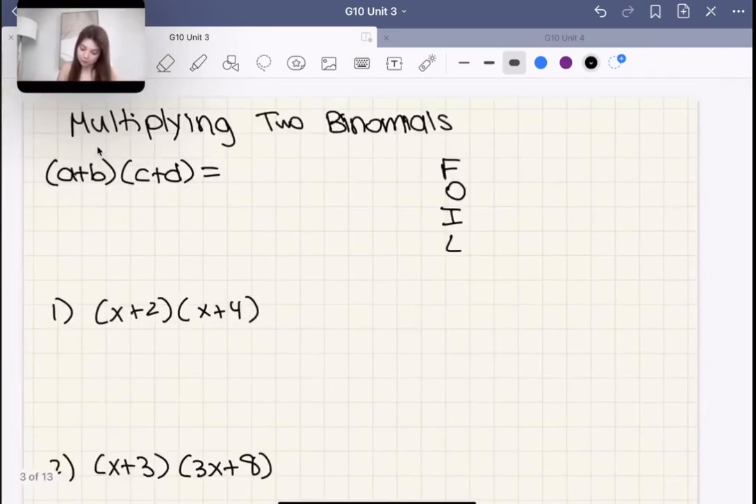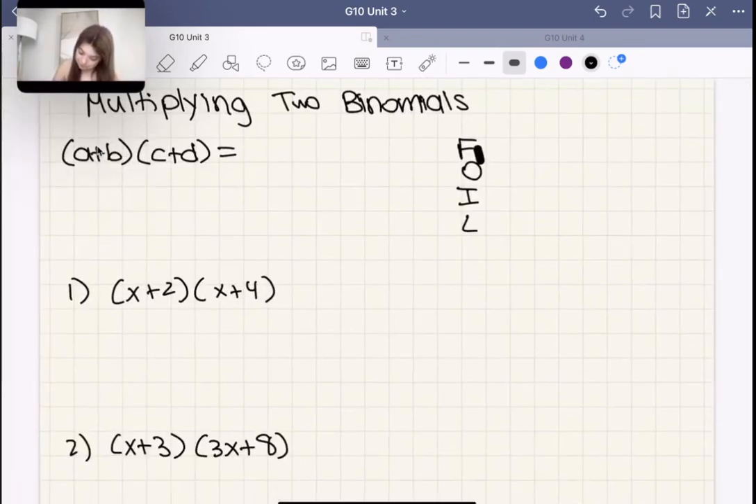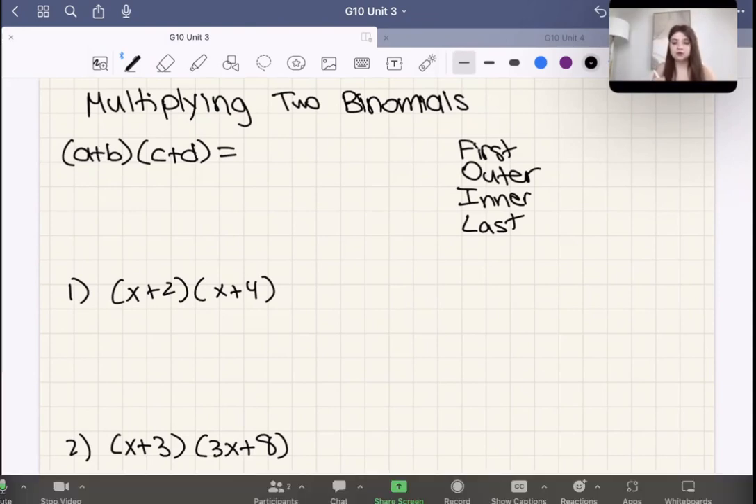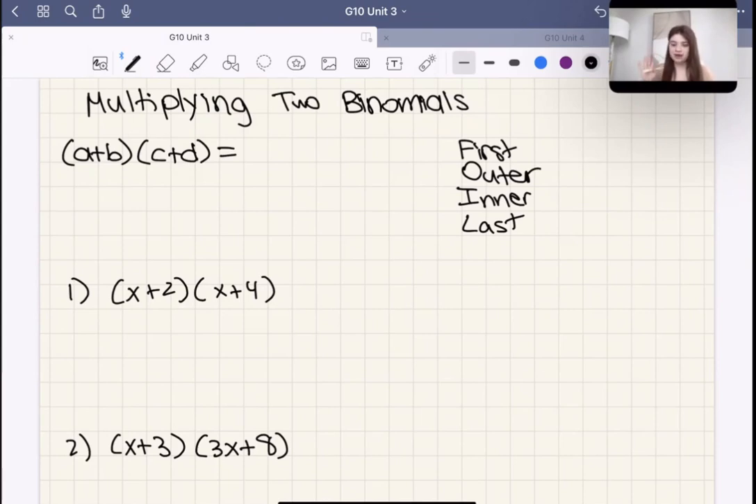So, FOIL stands for first, outer, inner, last. And the purpose of FOIL is that it tells us what we need to multiply and reminds us there's four things we actually have to multiply together to multiply this accurately.